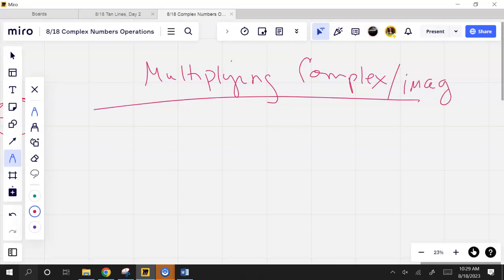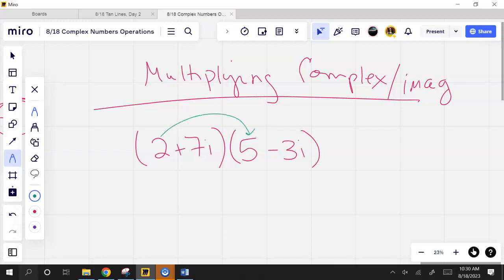Let's say that I have 2 plus 7i times 5 minus 3i, and I need to multiply those. What am I going to do? Distribute. You're exactly right. You were hesitant when you said it, but you're exactly right. I'm going to distribute or FOIL this, okay? Y'all remember how to do that? 2 times 5 is what? 10. 2 times negative 3i.